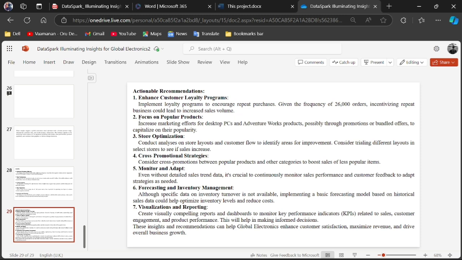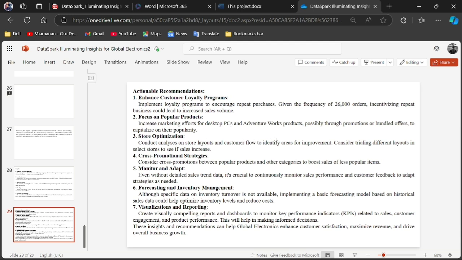Focus on popular products. Popular products, like we see here, the AdventureWorks products are the more sold products, in desktops. We can buy another quantity of products for this AdventureWorks and sell it. That's optimization.